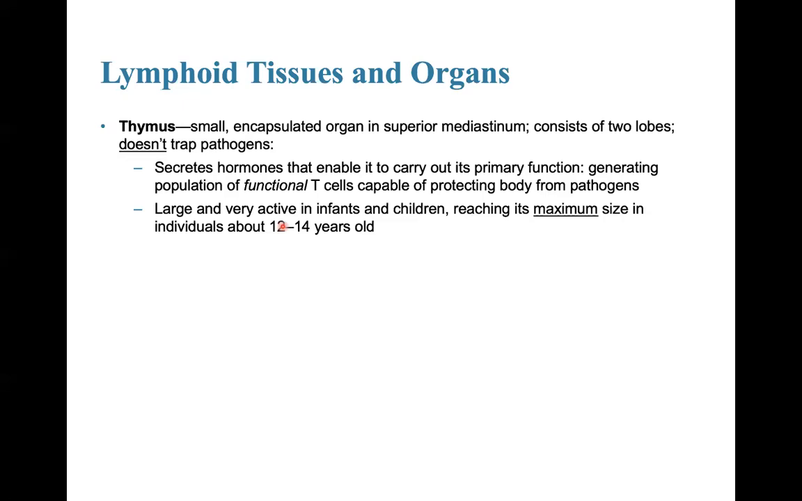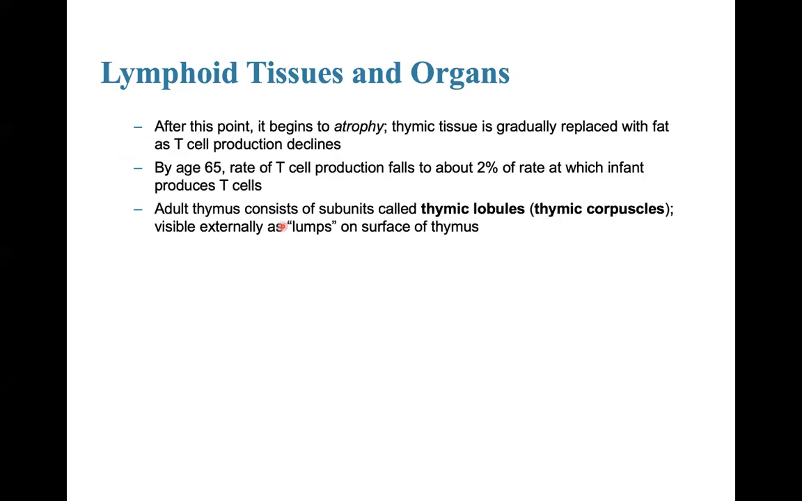The thymus is also large and very active in children and infants because they are just being exposed to a plethora of very new antigens. It reaches its maximal size in individuals about the age of 12 to 14 years old, and then after puberty, it will start to atrophy because you're not exposed to as many new antigens as you once were.